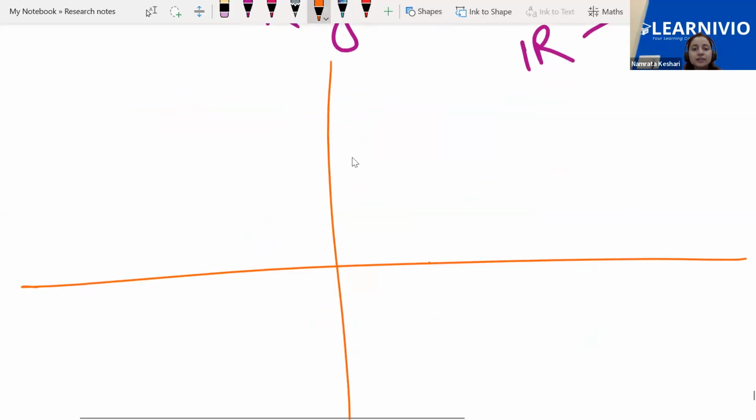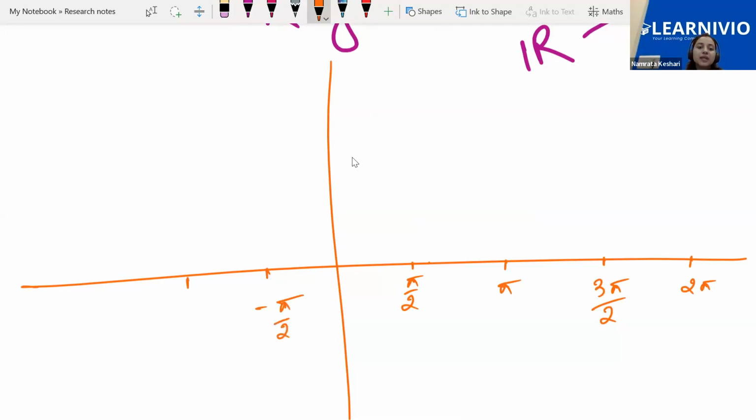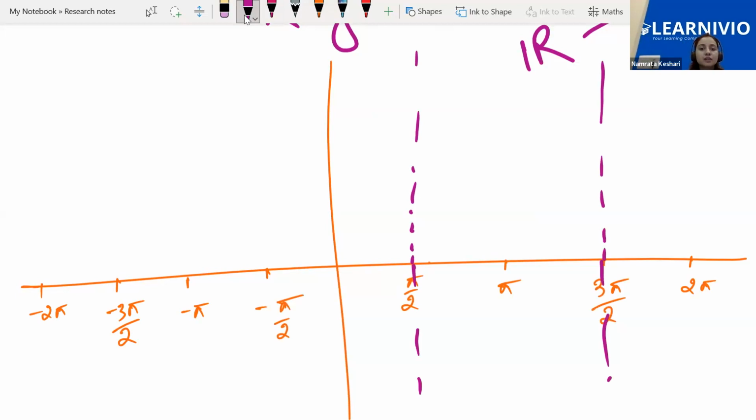It is not defined at odd multiple of pi by 2. So pi by 2, pi, 3 pi by 2, 2 pi. Here, minus pi by 2, minus pi, minus 3 pi by 2, minus 2 pi. Now, wherever it is not defined, dotted line, pi by 2, 3 pi by 2, minus pi by 2, minus 3 pi by 2.